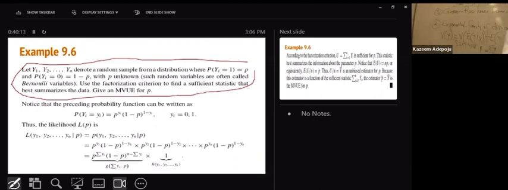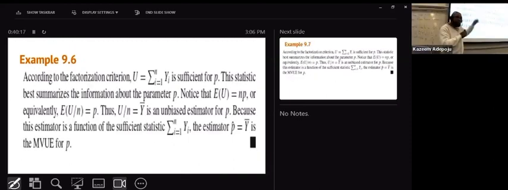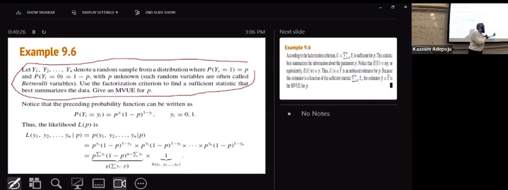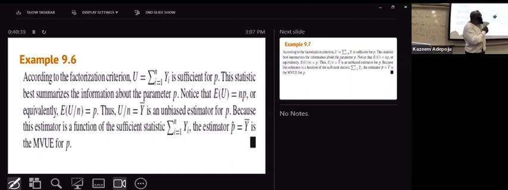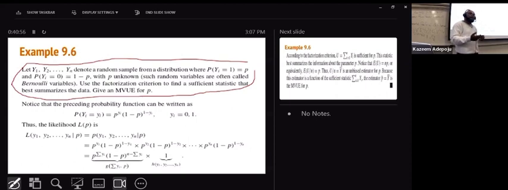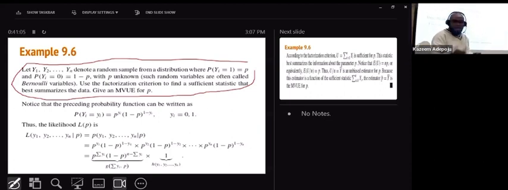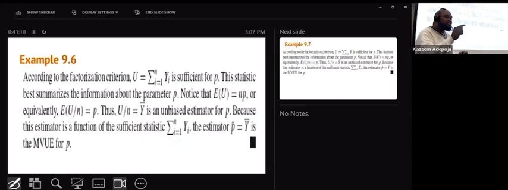That is why, in my conclusion here, according to the factorization theorem, U is summation Y. Here I'm using U to denote the sufficient statistic. It's summation Y because that is part of where you have the information after factorizing. Does that make sense? U equals summation Y, which we believe is sufficient for P. The statistic best summarizes the information about the parameter P. Now, what is U? U is summation Y, and if each Y is Bernoulli, the sum of Y will be binomial. If the sum of Y is binomial, then the expected value of U will be what? It will be np.